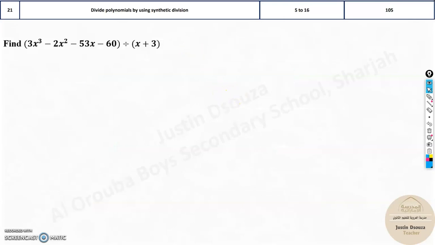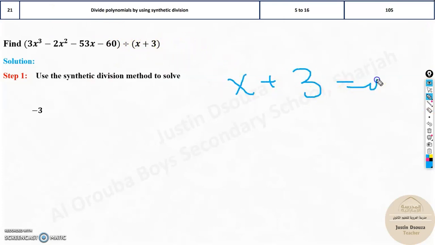Now then, we will go to synthetic division. Now, here we will use synthetic division. There are a few steps you must remember. Synthetic division is only possible when the divisor is a binomial. And there are certain things you must follow. Say, for example, x plus 3. You need to equate this to 0 and find what the x value is. It is minus 3. So minus 3 is very important.